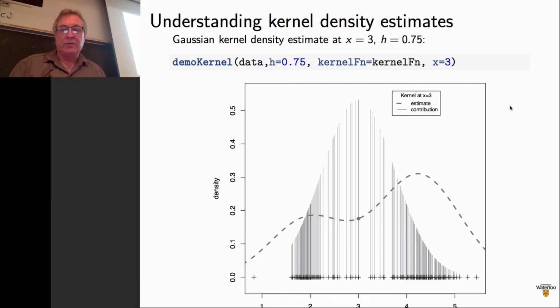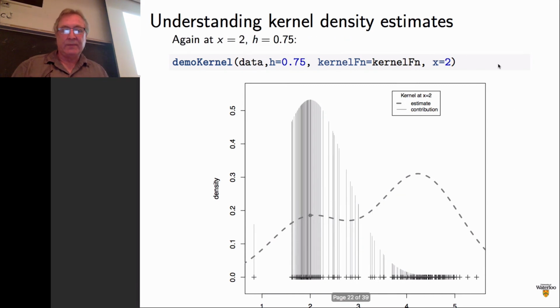Okay, so that's with bandwidth 0.75. So if I look over here at x equals 2, the kernel now is centered around that x that I'm interested in, and these are the weights, these are the contributions to this estimate, scaled so you can see them, that give us this value of the density estimate for x equals 2.